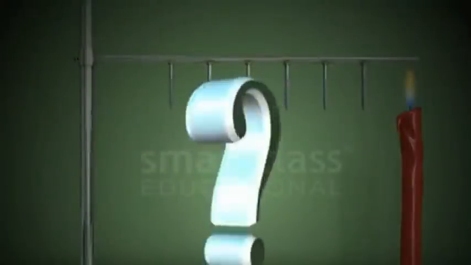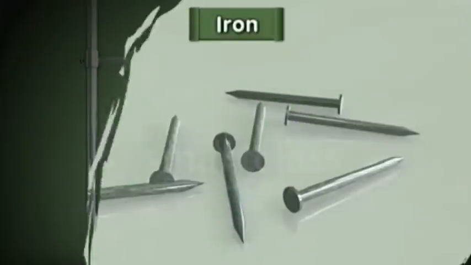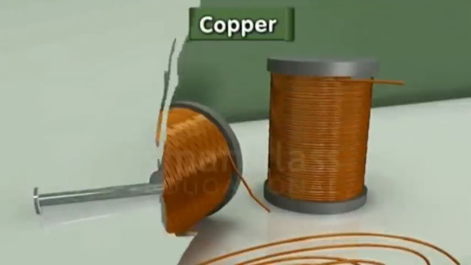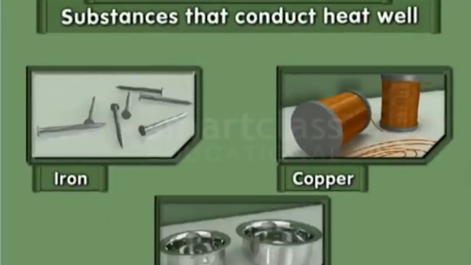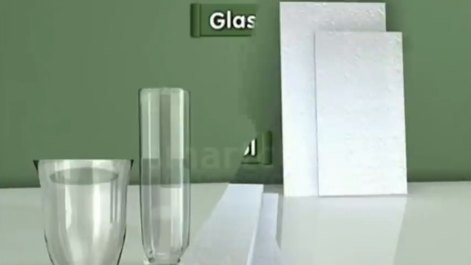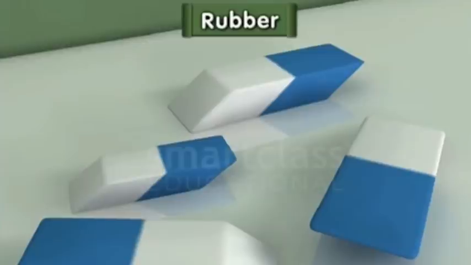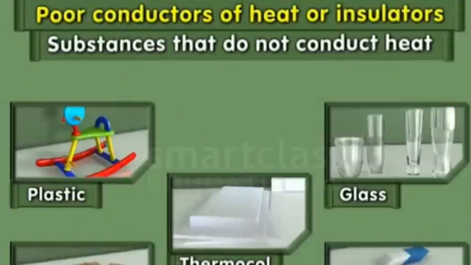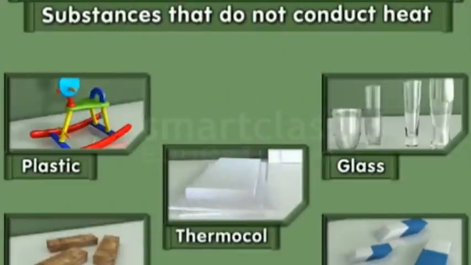Do all substances conduct heat the same way? No. Substances that conduct heat well are called good conductors of heat. Generally, all metals are good conductors of heat, and substances that do not conduct heat are called poor conductors of heat or insulators.